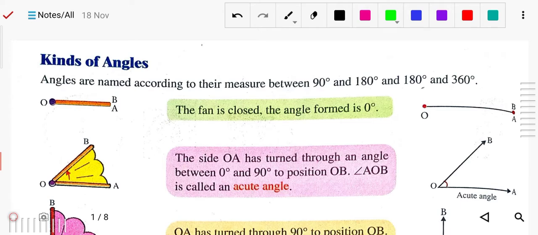If the angle forms only 0 degree, nothing, meaning 0 degree is there, then which type of angle is it? It is a straight angle, or you can say a straight line. The angle is 0 degree form. Next, when the angle is between 0 to 90, that type of angle is called an acute angle. Acute angle means the angle should be between 0 to 90 degrees.